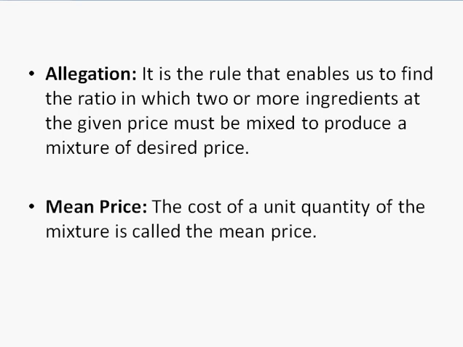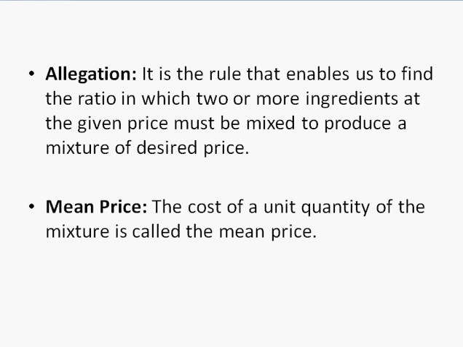Allegation is the rule that enables us to find the ratio in which two or more ingredients at a given price must be mixed to produce a mixture of desired price. It can be easily understood this way: if you are going to the market to buy 1 kilogram of rice, the shopkeeper has two varieties of rice. One variety costs 40 rupees per kg, the other costs 60 rupees per kg. Now you have only 53 rupees.